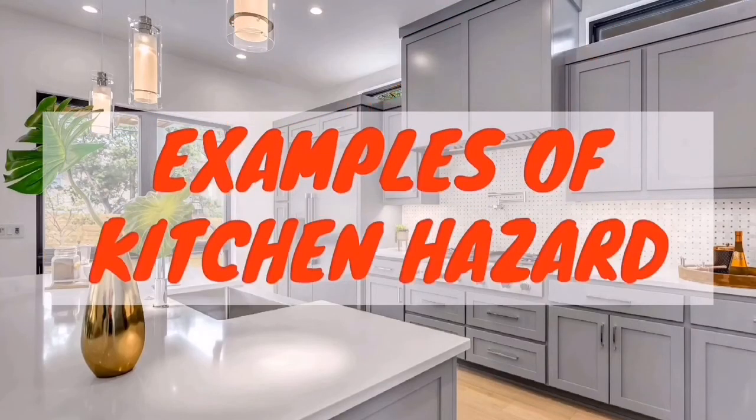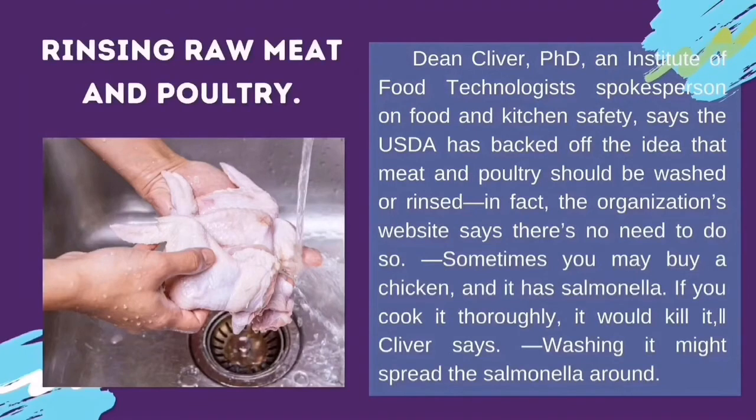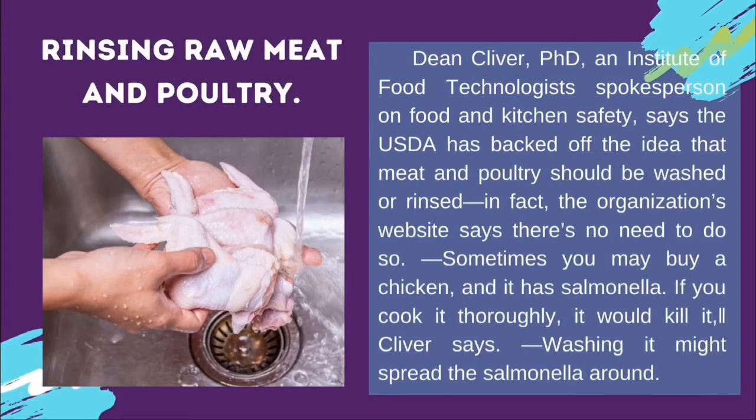Examples of kitchen hazards. Rinsing raw meat and poultry. Dean Kleiber, Doctor of Philosophy, an Institute of Food Technologists spokesperson on food and kitchen safety, says the USDA has backed off the idea that meat and poultry should be washed or rinsed. In fact, the organization's website says there's no need to do so.